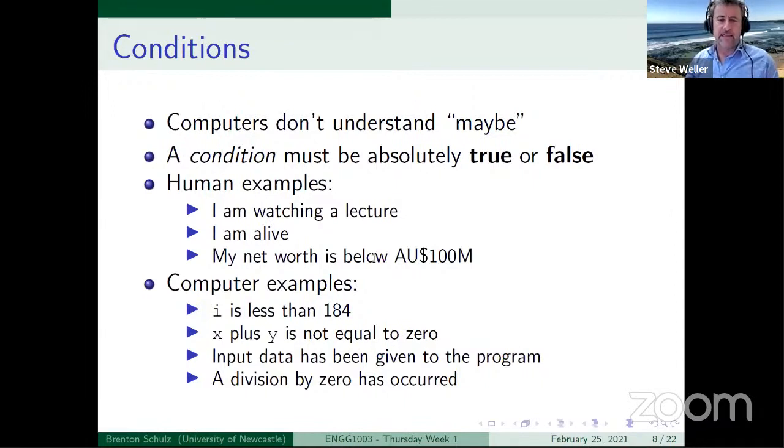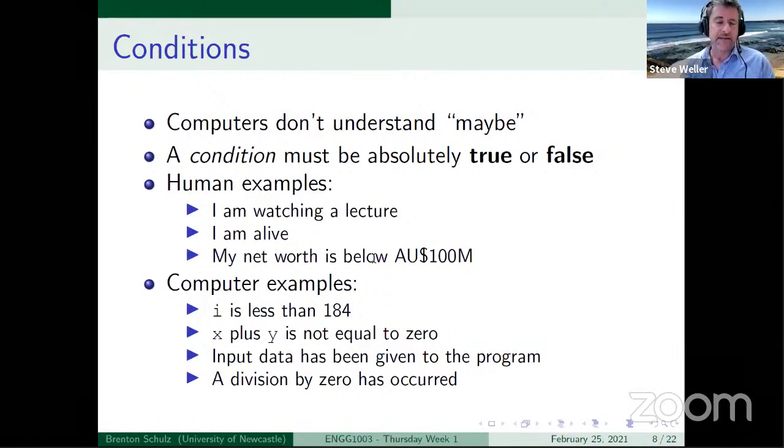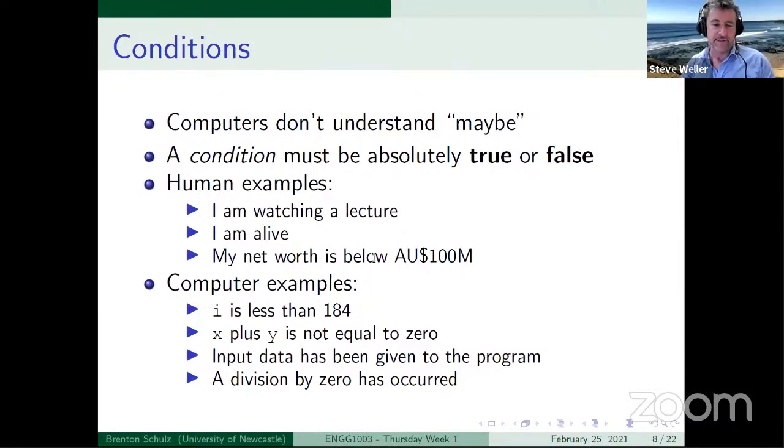Computer examples, because we know that what computers do, and in fact all they do, is manipulate numbers. So these conditions need to be related to numbers. So a computer example of a condition is that a variable i takes a value less than 184. Another example is that variables x plus y added together is not equal to 0. Or another condition is that input data has been given to the program, or a condition such as a division by zero occurred. So these true or false conditions are really important. And we'll give some terminology, some language to those later in today's lecture.